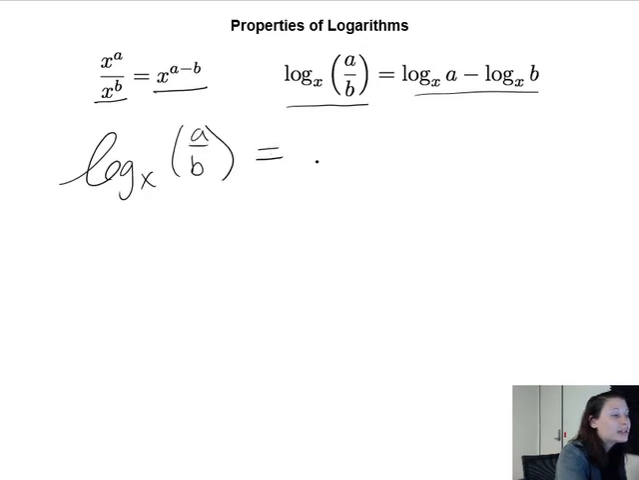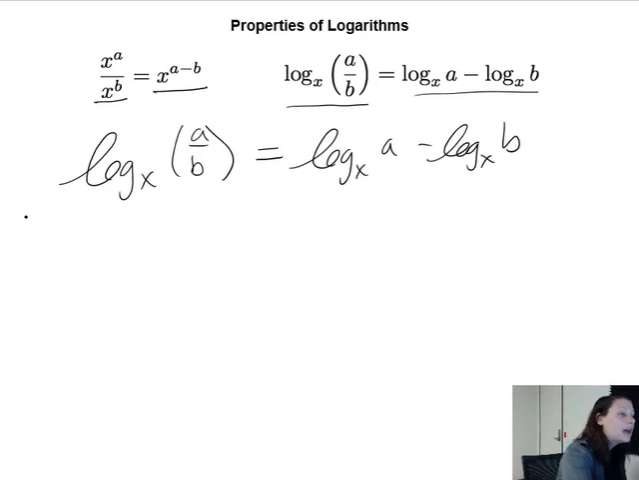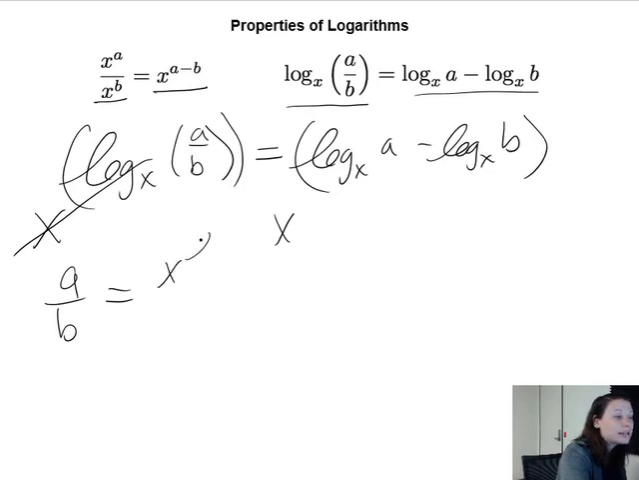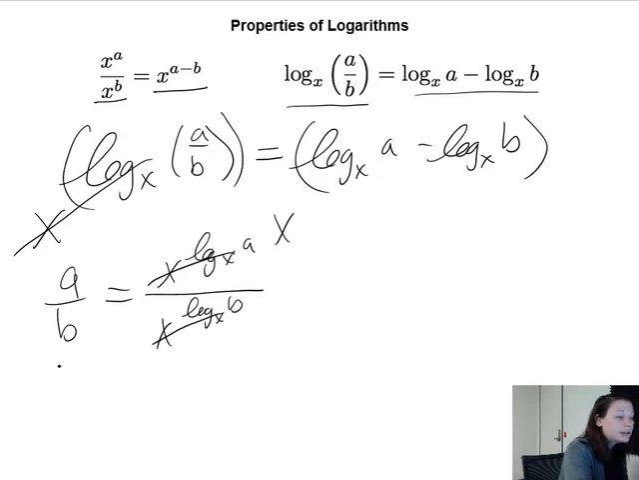So log base x of A over B is equal to log base x of A minus log base x of B. Raise x to both sides entirely. So then these cancel, so we get A over B. This one we can again rewrite using exponential rules as x to the log base x of A over x to the log base x of B. These cancel, right? So then that means, again, we have A over B equals A over B. So we just proved it.